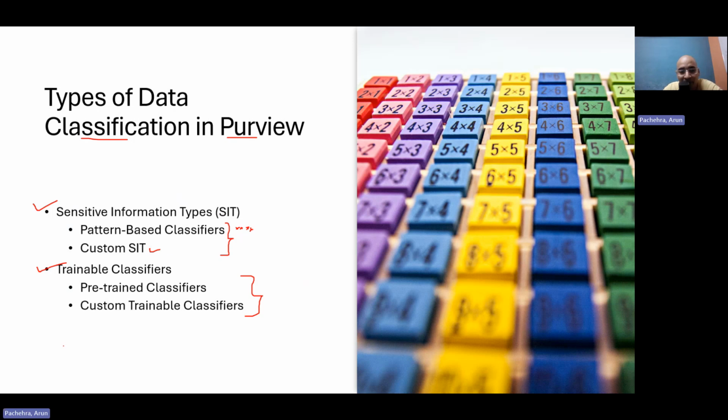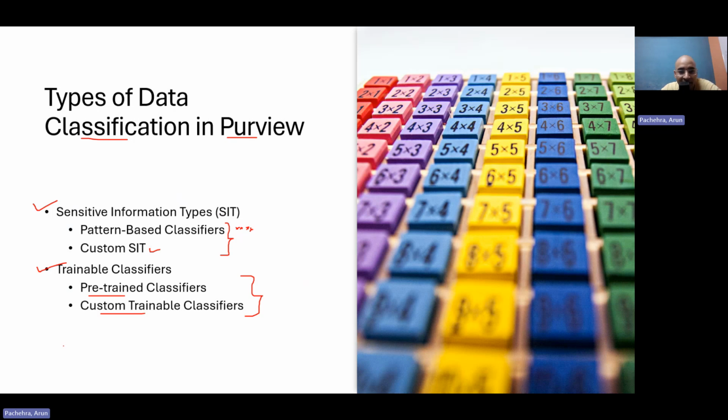That is also possible. Then we also have trainable classifiers. As the name says, these are trainable. We do have pre-trained classifiers and custom trainable classifiers. So these things will help us classify the data as per the information, as per the pre-trained model that they have. Model of what? AI and ML.